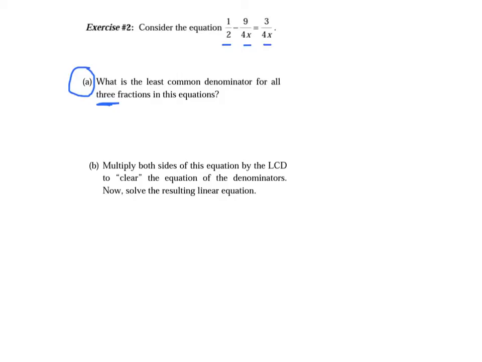Now we've been practicing that for a few days, so hopefully you're pretty comfortable saying 4x. Now here's the different part. All right, and again, let's get this in our notebook once nice and neat. Multiply both sides of the equation by the least common denominator to clear the equation of the denominators. Then solve using the linear equation. So at this point, why don't you pause it, make sure you get that in there perfect, and then regroup.